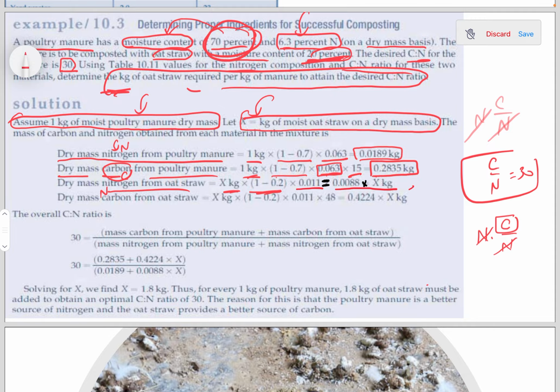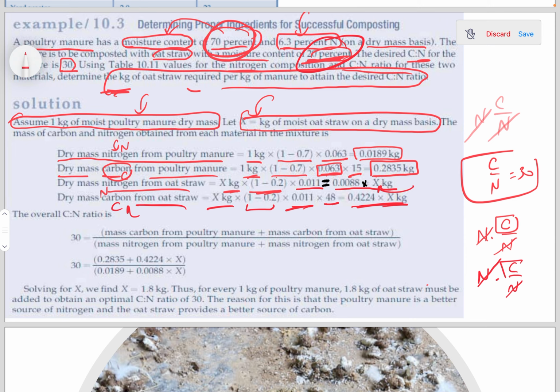This is a function of X, the variable X. Then we find the dry mass carbon from oat straw. X kilogram times 1 minus 0.2, because of the 20% moisture, times nitrogen, which is 1.1%, times C over N. The N cancels, and you will have carbon now. This would give you 0.4224 X kilogram.